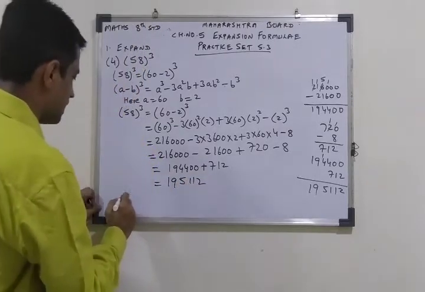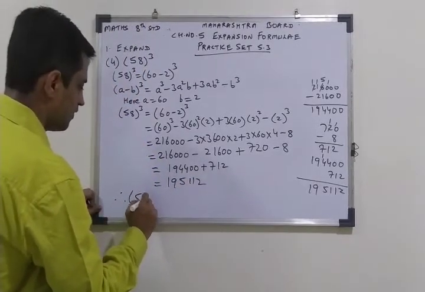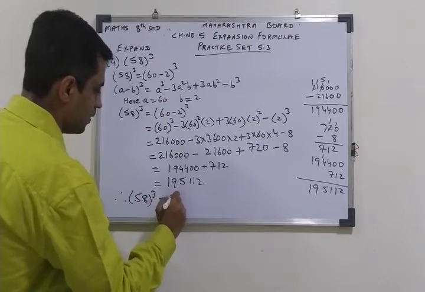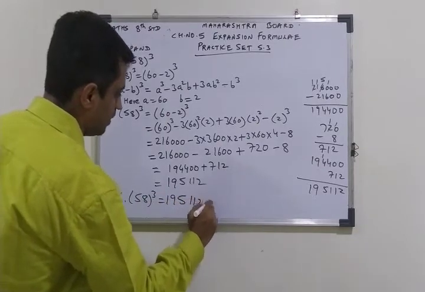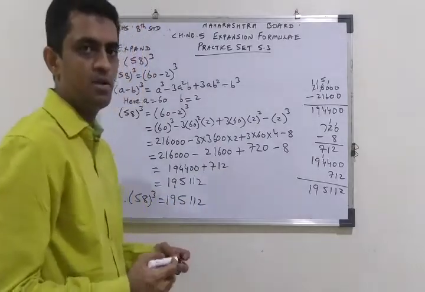195,112. Let us write the final answer. 58 the whole cube is equal to 195,112. So this formula made our sum easy. Please copy it down.